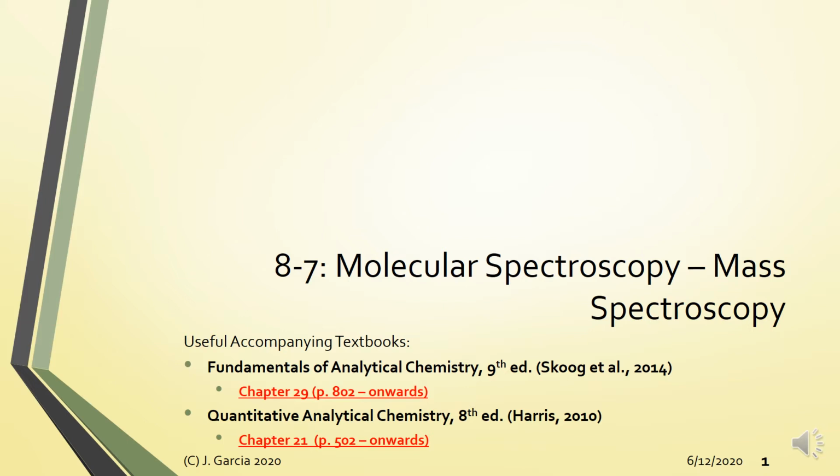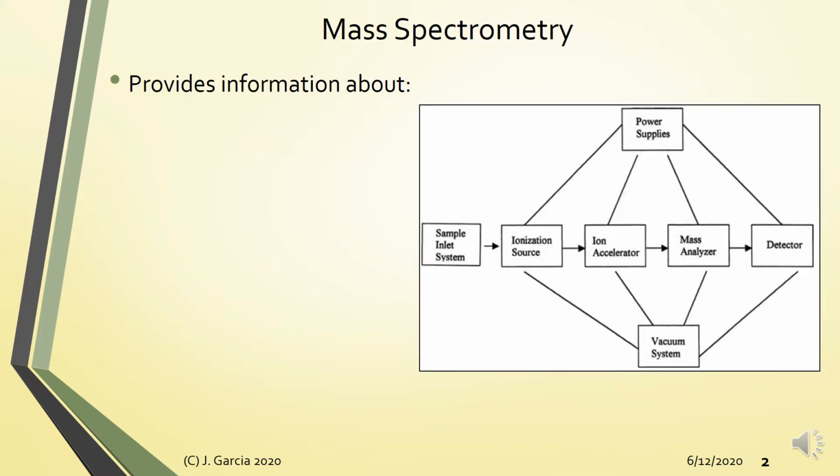So when we reach a particular slide, I will also point out how that particular concept or part of the instrument is similar or different when it comes to atomic mass spectroscopy. So mass spectrometry is a very powerful analytical technique, because this provides us with the elemental composition of your sample.